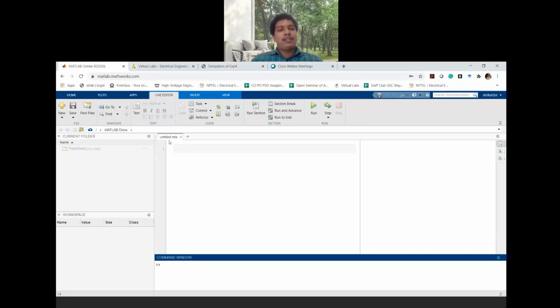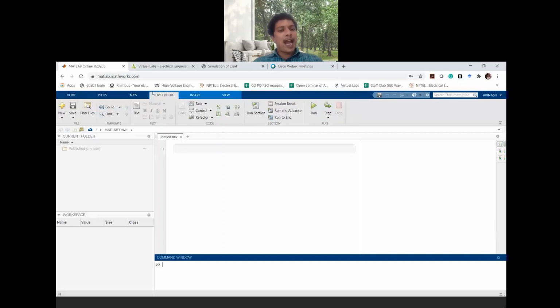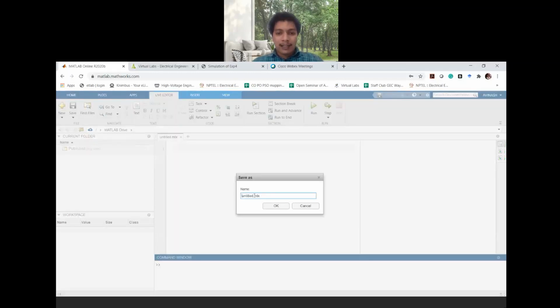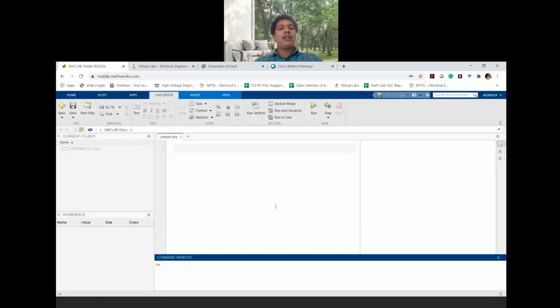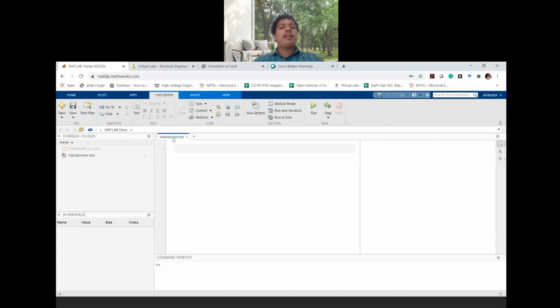So we have to save this. What we can do, go to Home, okay, there is a save option. In the Live Editor tab, you can find save here. So put save here. It is now untitled. Since it is for breakdown strength of transformer oil, let me say its name is transformer. I clicked OK. Now our Live Script name is transformer.mlx.